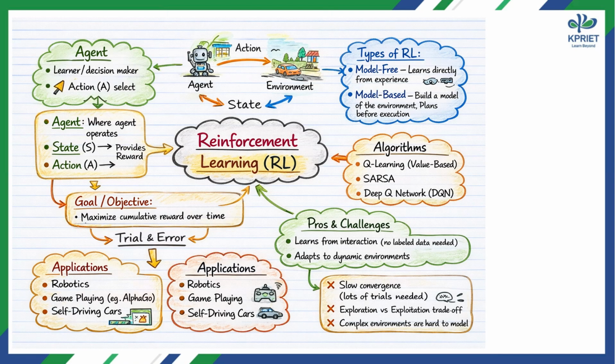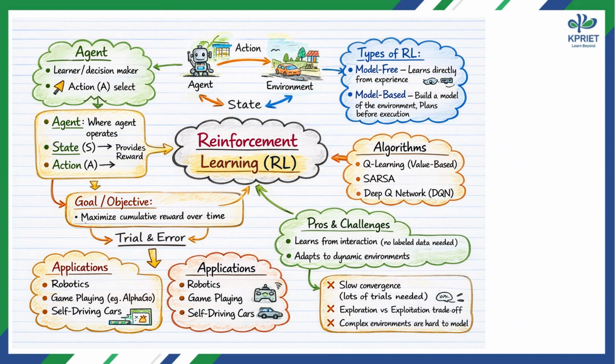Now the last topic of today's class is reinforcement learning. Reinforcement learning completely depends on agent and environment. Agents are nothing but the learners or decision makers, and they perform actions. The environment is where the agent operates, state provides rewards, and rewards or penalties follow the actions. The goal or objective is to maximize cumulative rewards over time. So the agent will perform an action on the environment, and the environment will react back to the agent.